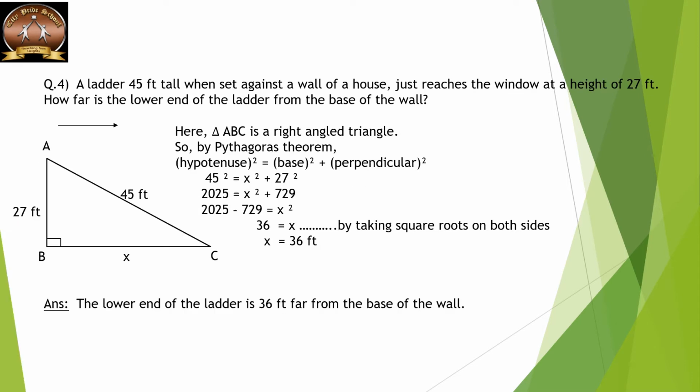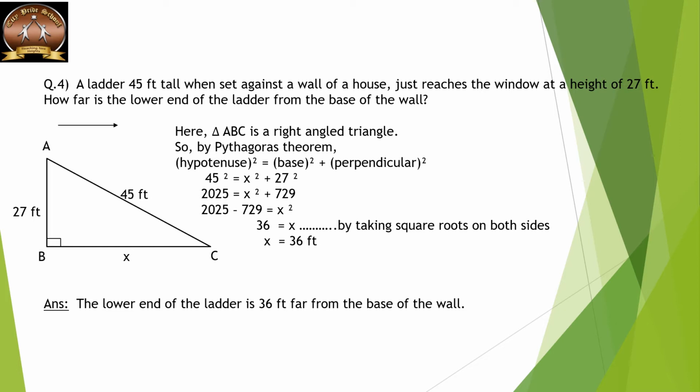Now let's see question number 4. A ladder 45 feet tall when set against a wall of a house just reaches the window at a height of 27 feet. How far is the lower end of the ladder from the base of the wall? So see over here, first you have to draw a figure. Obviously it will be a right angle triangle, right?